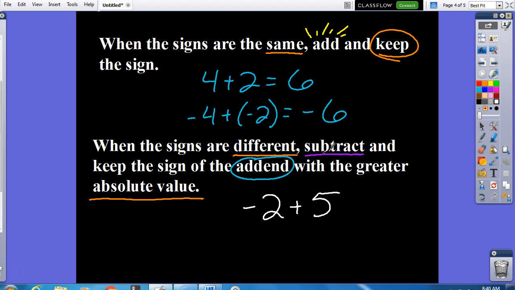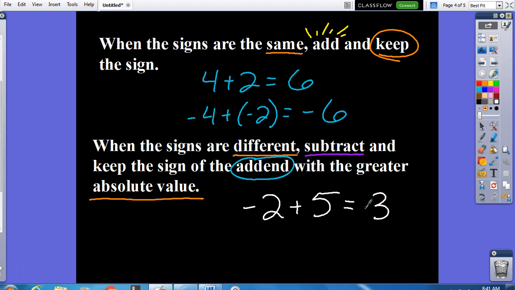So my signs are different, so I'm going to subtract. Really I'm going to subtract their absolute values. What is 5 minus 2? Well, that's 3. My addend with the greater absolute value is actually my positive addend. My negative addend is only 2 spaces from 0. My positive addend is 5 spaces from 0. Their absolute values are 2 and 5. So whenever I subtract these two, I'm going to get 3. My addend with the greater absolute value is my positive, so my answer is positive.